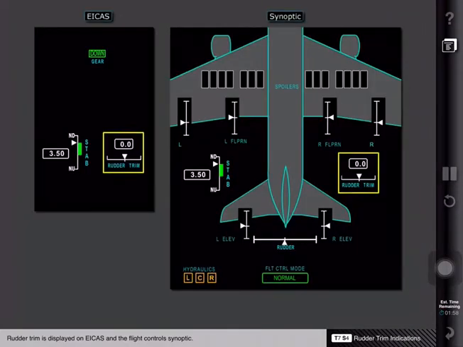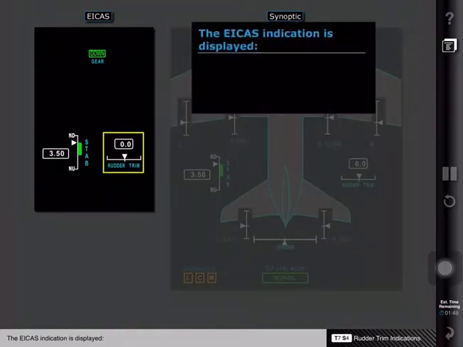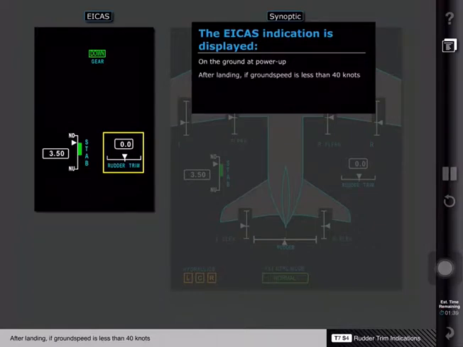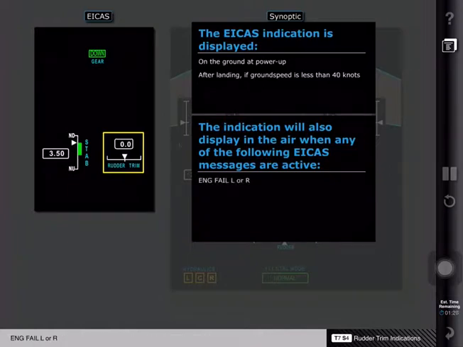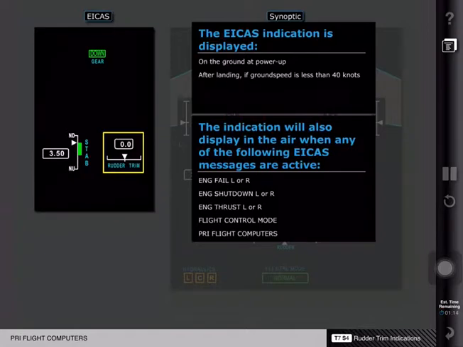Rudder trim is displayed on ICAS and the flight control's synoptic. The indication on the synoptic is constantly displayed. The ICAS indication is displayed on the ground at power up and after landing if ground speed is less than 40 knots. The indication will also display in the air when any of the following ICAS messages are active: engine fail, left or right; engine shutdown, left or right; engine thrust, left or right; flight control mode; or primary flight computers.